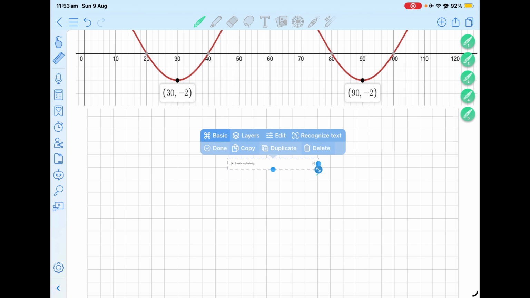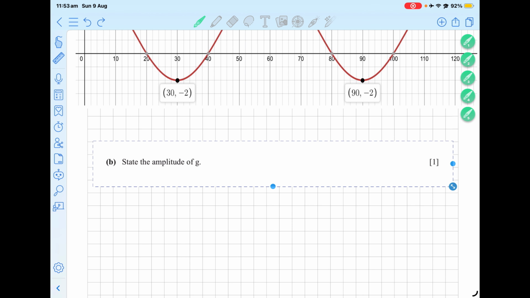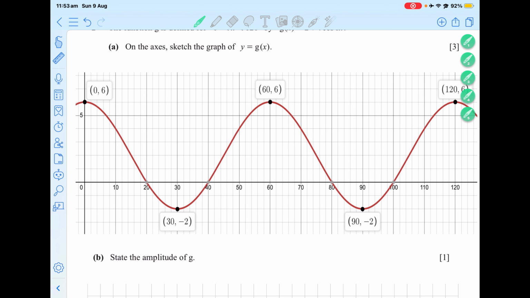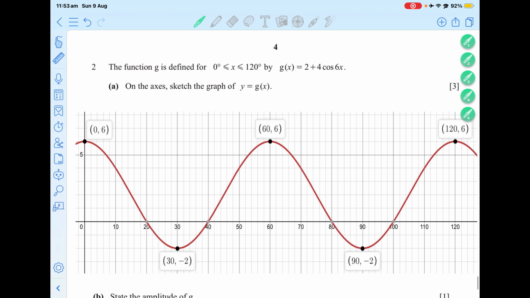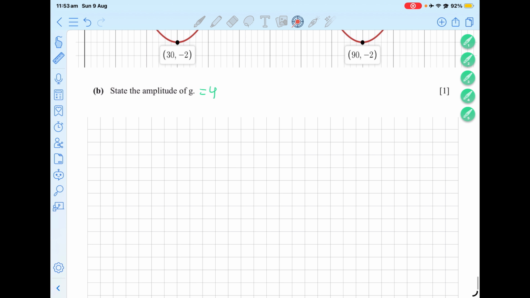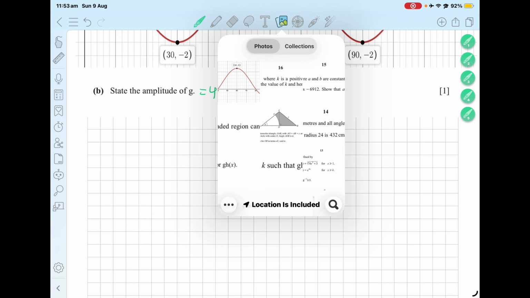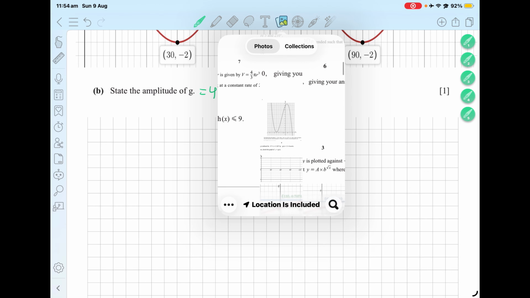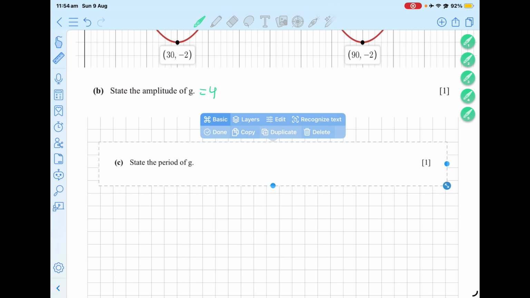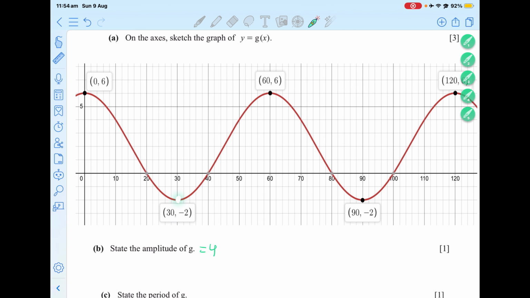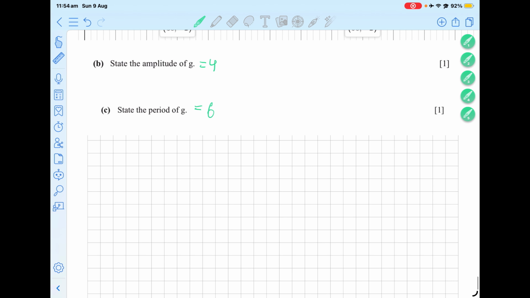Okay, then we need to find the amplitude of g. So the amplitude is 4, so that's obviously 4. Then this one, what is the period? How often does it repeat? If you look at 30 to 90, that's 60. 0 to 60, that's 60 degrees, every 60 degrees.